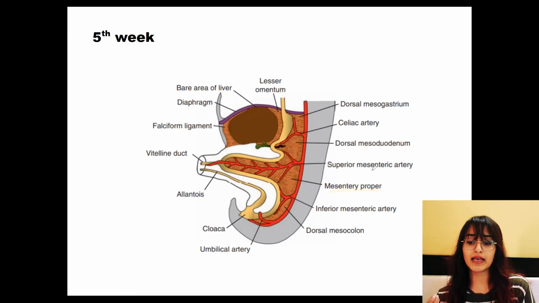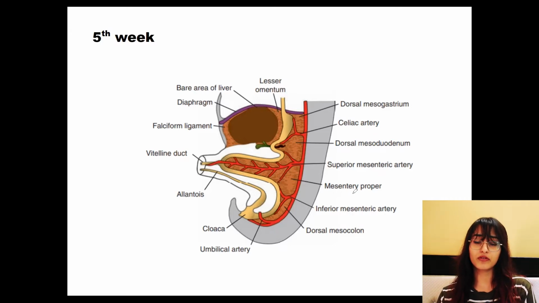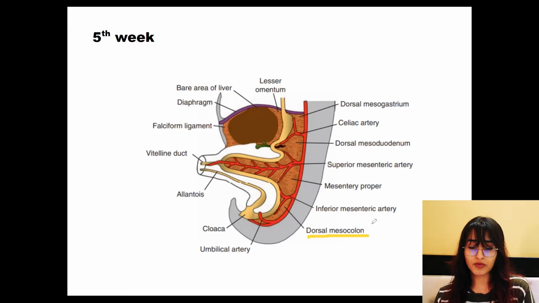So the prefix mes- is used for peritoneal folds, and the next word represents the organ. For example, mesogastrium is the peritoneum of stomach, mesoduodenum is the peritoneum of duodenum, and mesentery, enter meaning small intestine, is the peritoneal fold of small intestine, and of colon it will be called dorsal mesocolon.